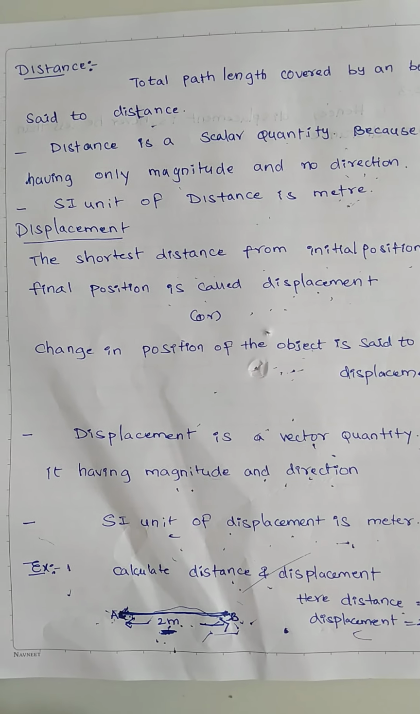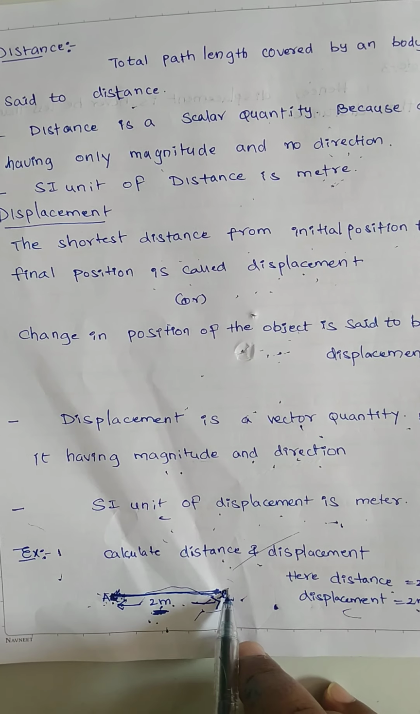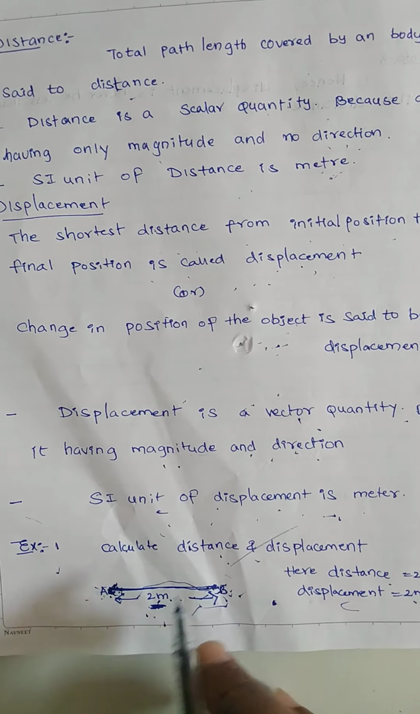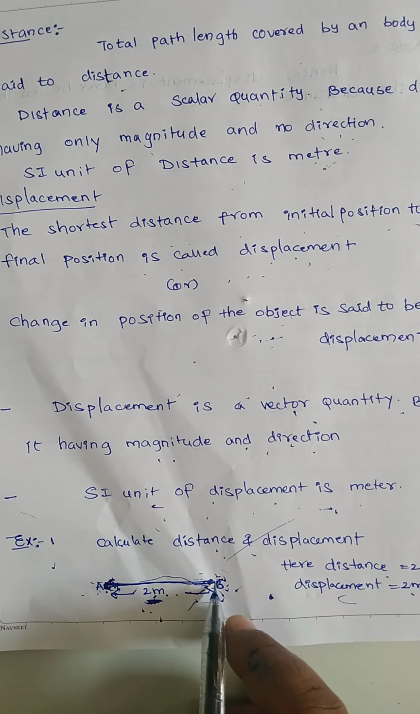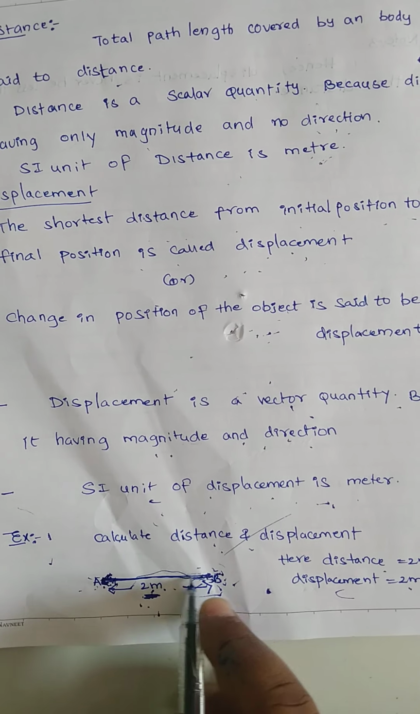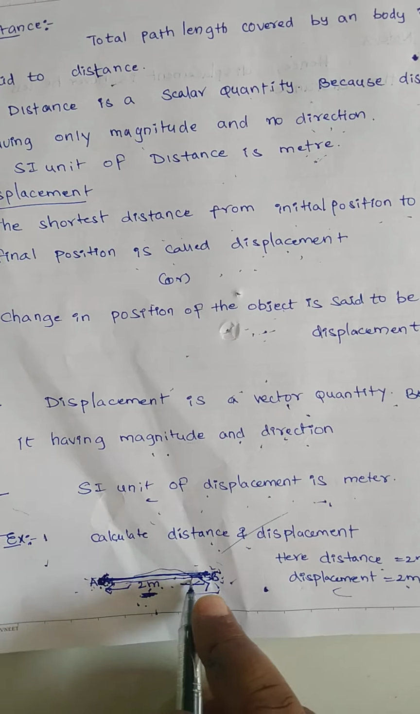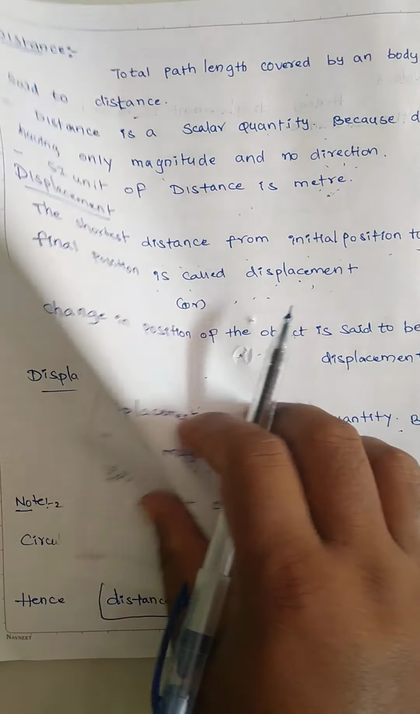Next, displacement is nothing but what? The shortest distance between the initial position and the final position. For example, if you take initial position A and final position B, or you can take B as the initial position and A as the final position. What is the shortest distance? It is only this shortest distance to reach from B to A, or to reach from A to B. For that, displacement is also 2 meter.